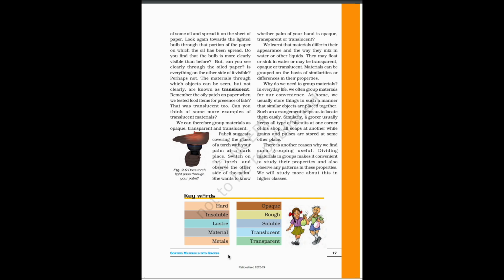Perhaps not. The materials through which objects can be seen but not clearly are known as translucent. Remember the oily patch on paper when we tested food items for presence of fats? That was translucent too. Can you think of some more examples of translucent materials? We can, therefore, group materials as opaque, transparent, and translucent.